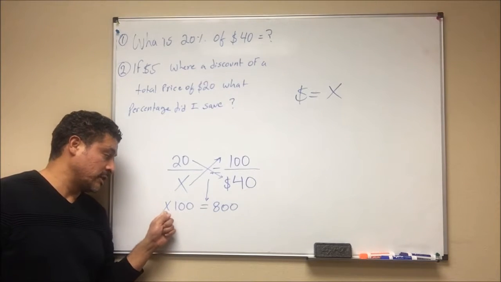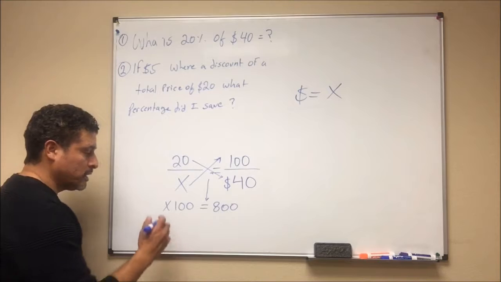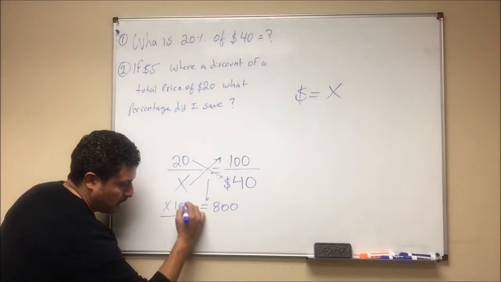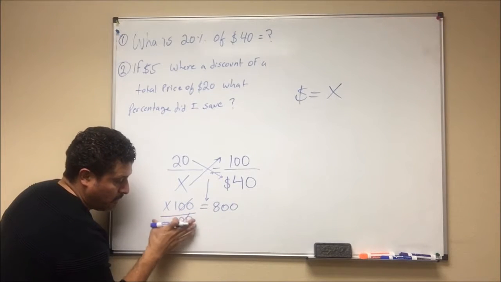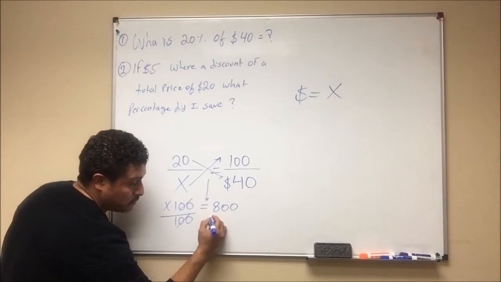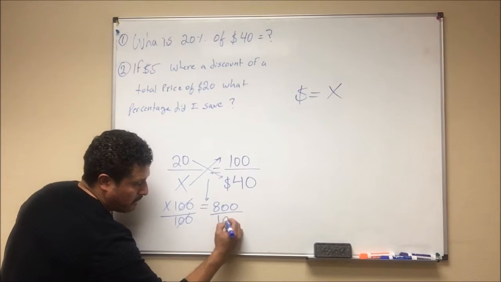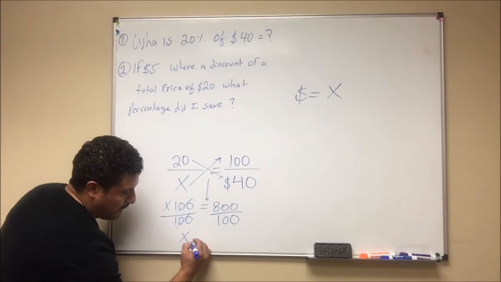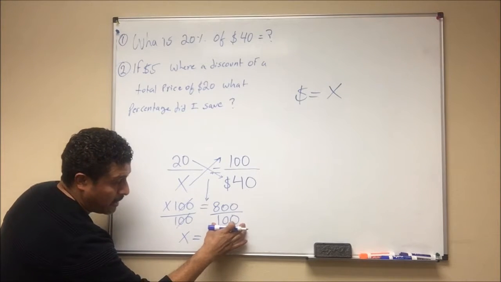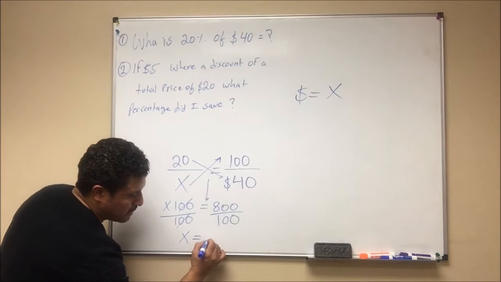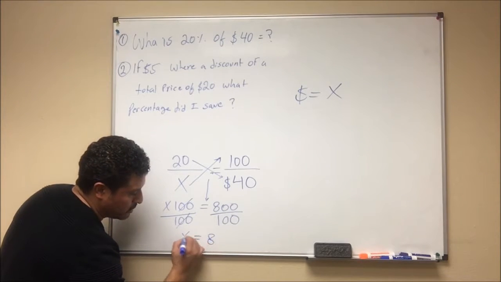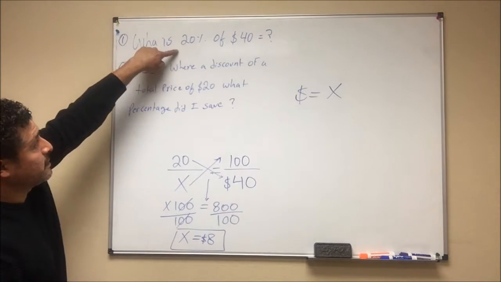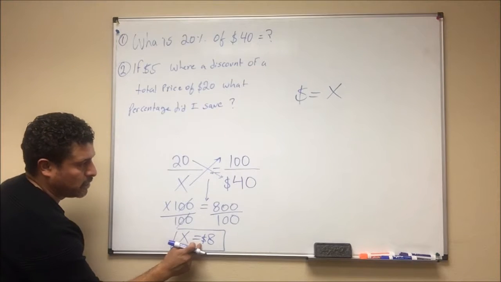Now, in order for us to isolate the variable, you always have to divide by the number that's right next to it, by itself. And that'll get rid of it. But whatever you do to this side, you have to do the same to this side. So you divide by 100. See, now you isolated X. So if you have X left over, now 100 divided by 8, it's going to be $8. So 20% of $40 is $8.